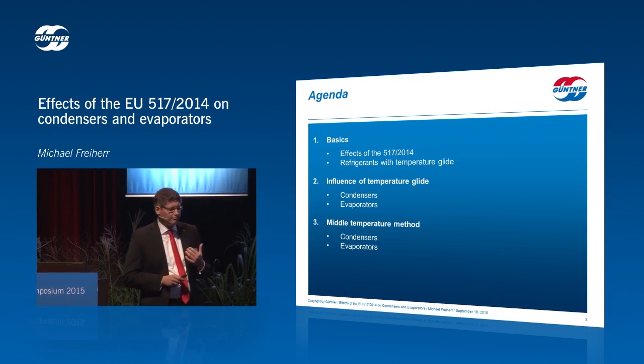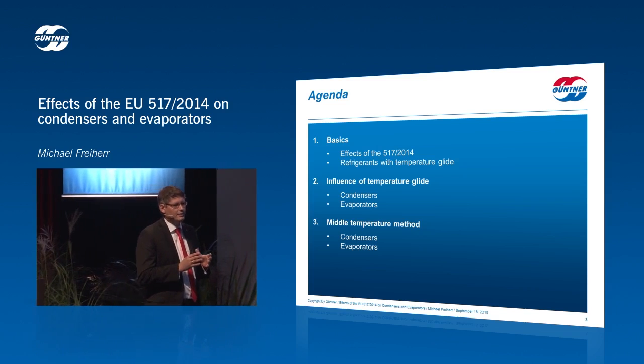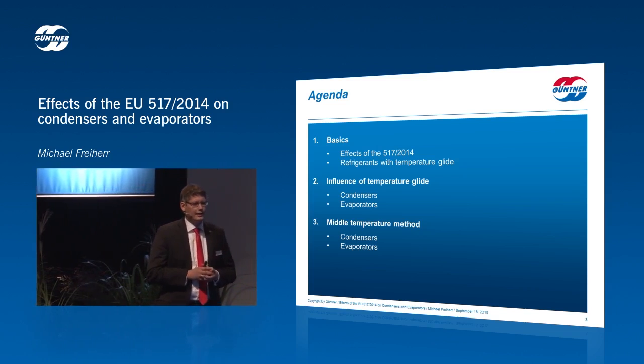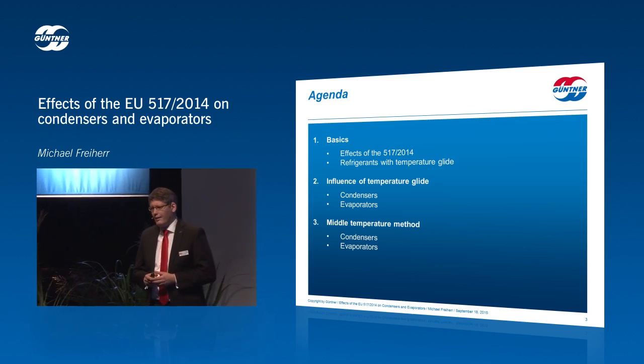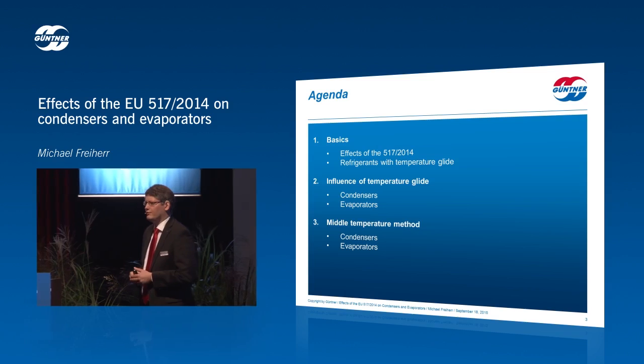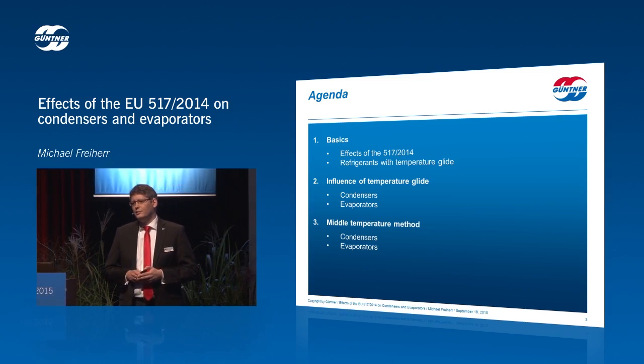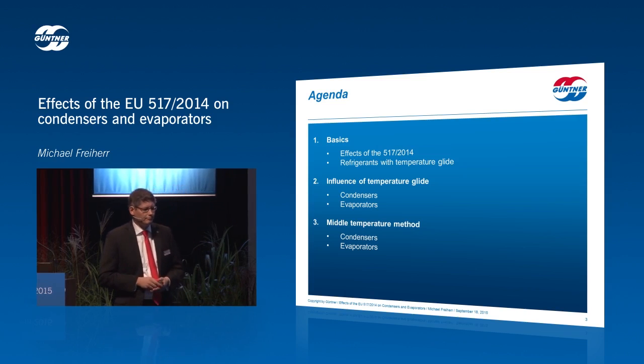Then the main part will be the second item of the agenda. What is the influence of the temperature glide on our devices, our systems, our heat exchangers? What are the effects? And what are the consequences for the system or for the refrigerant or the refrigerated good? Professor Kaufeld already mentioned the mean temperature method, and I am going to explain to you how it works, how it is being applied, and why it makes the design of systems better using this method.